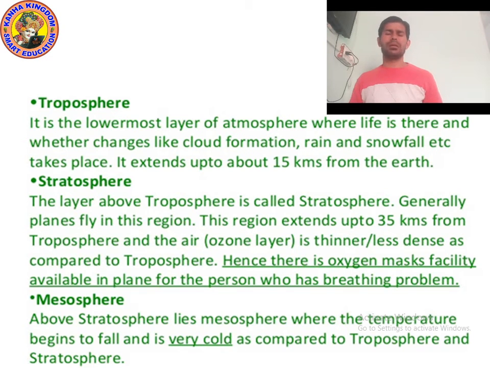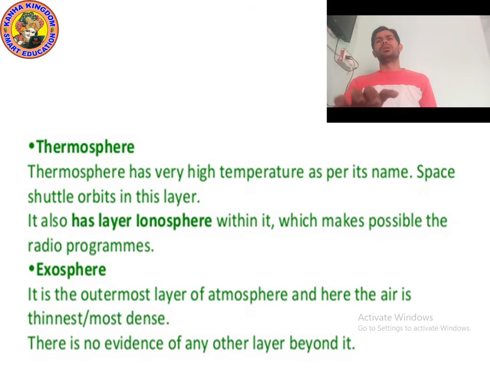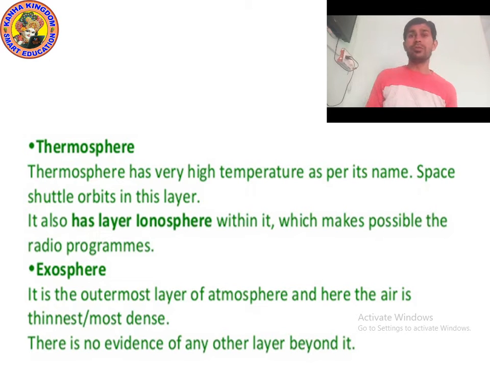Now let's talk about thermosphere and exosphere. Let's move on to the next point. So kids, troposphere is the lowermost layer of the atmosphere where life is there, and weather changes like cloud formation, rainfall, snowfall take place. It extends up to 15 kilometers from the earth. And what is stratosphere? The layer above troposphere is called stratosphere. Generally the planes fly in this region. This region extends up to 35 kilometers. And what is mesosphere? Mesosphere is just above the stratosphere, where the temperature begins to fall and is very cold as compared to the troposphere and stratosphere.